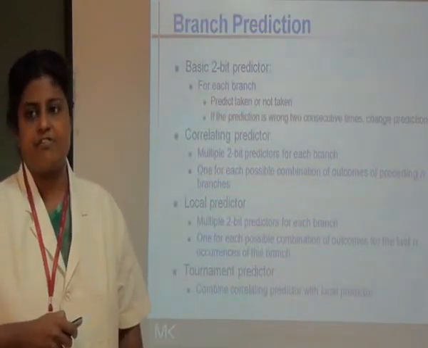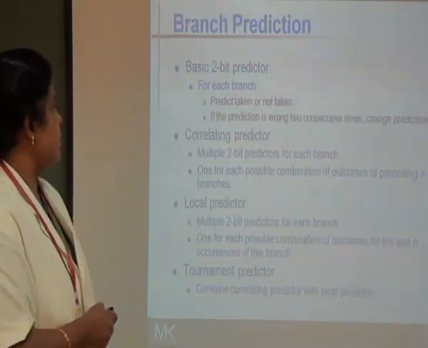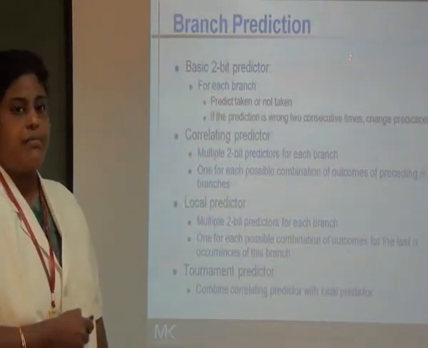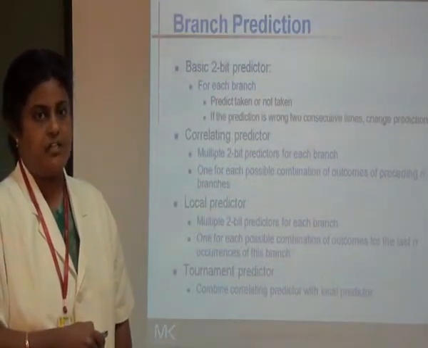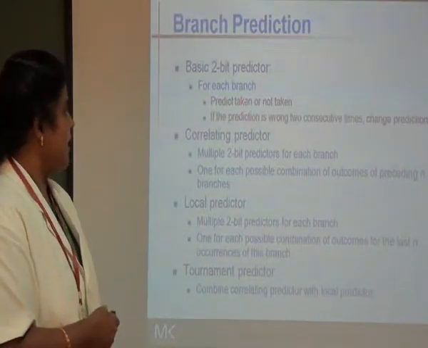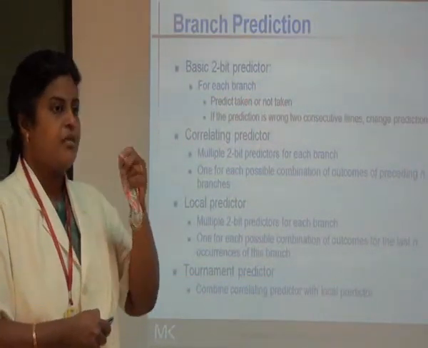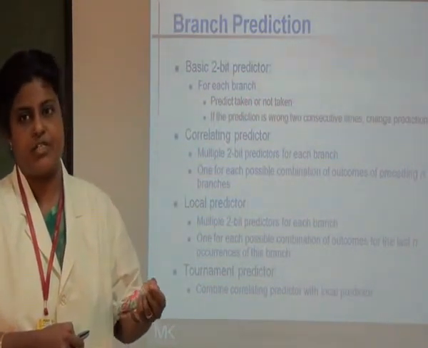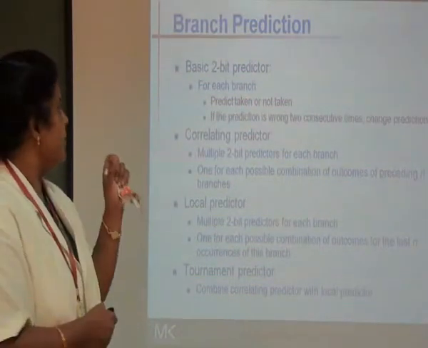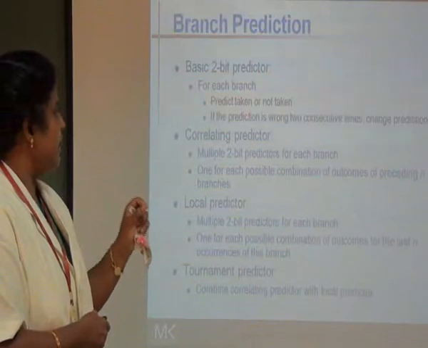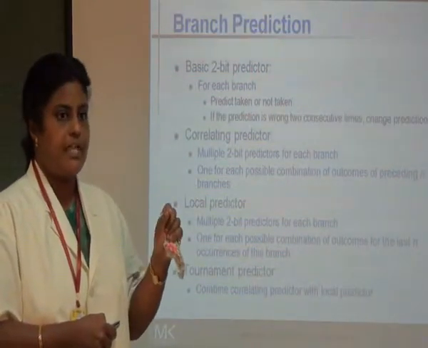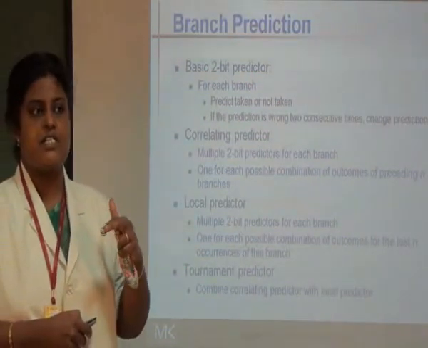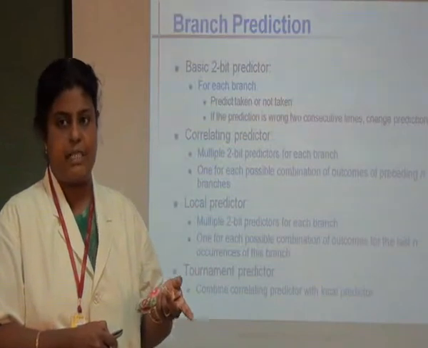What are the different types of branch predictors available? The first one is a basic 2-bit predictor. Here, for each branch, we predict whether the branch is taken or not taken, and if we predict wrongly 2 consecutive times, we have to change the prediction. So for each branch you predict whether the branch can be taken or it cannot be taken. If we predict wrongly 2 times, we have to consider the next option available.